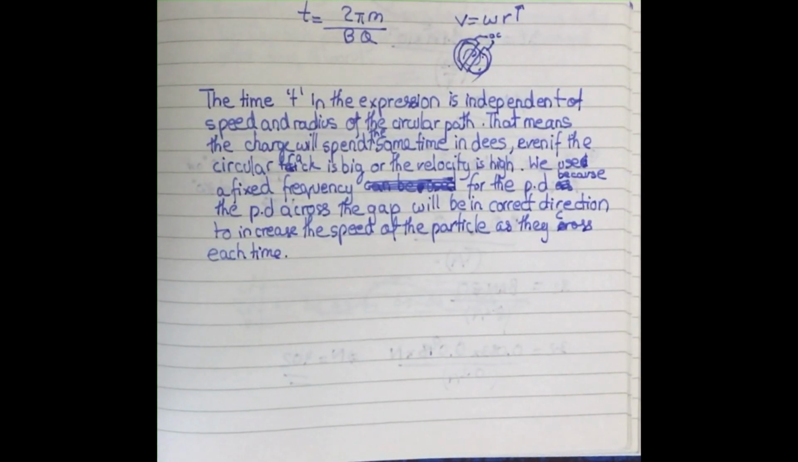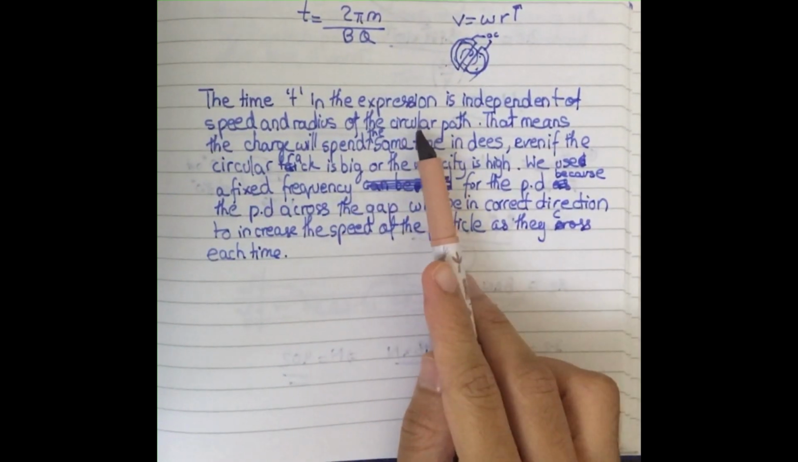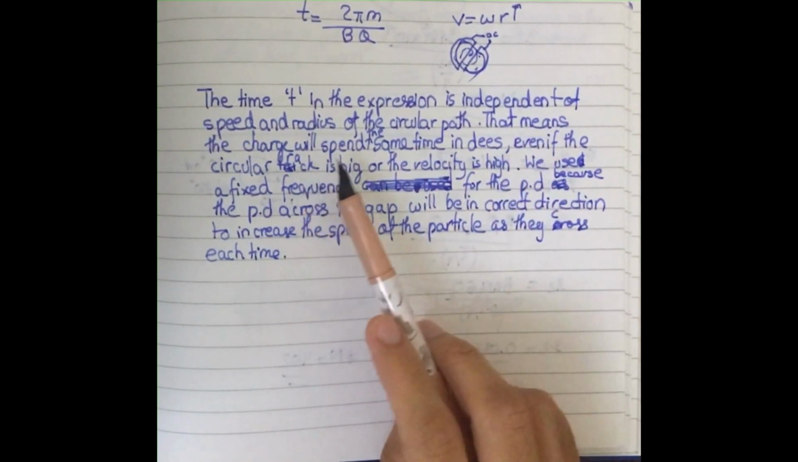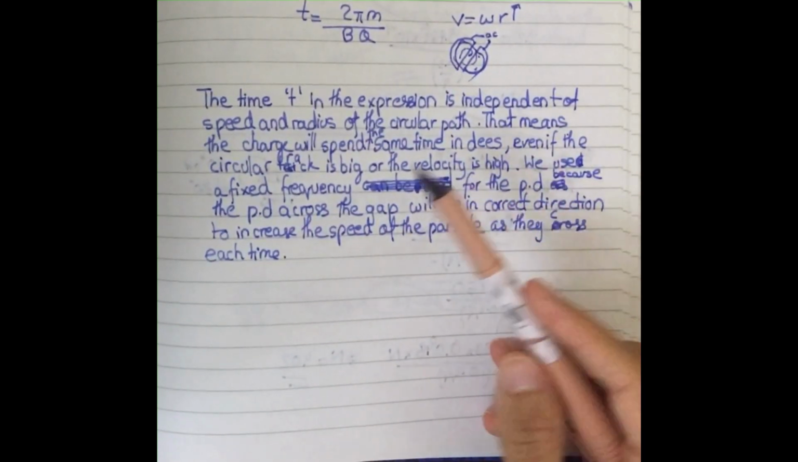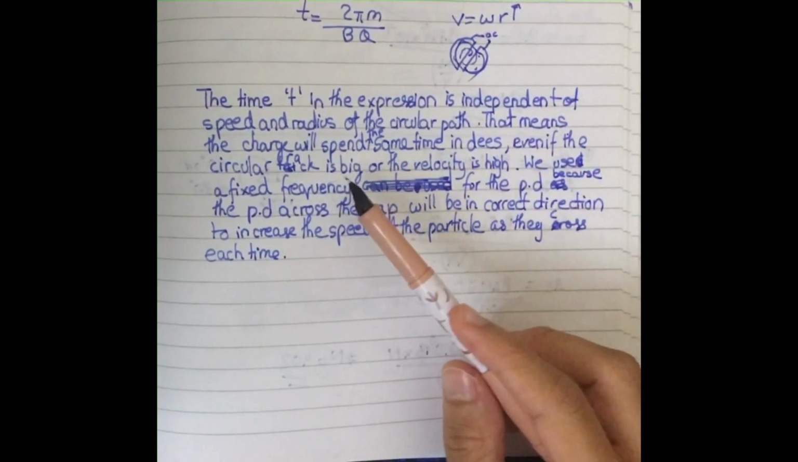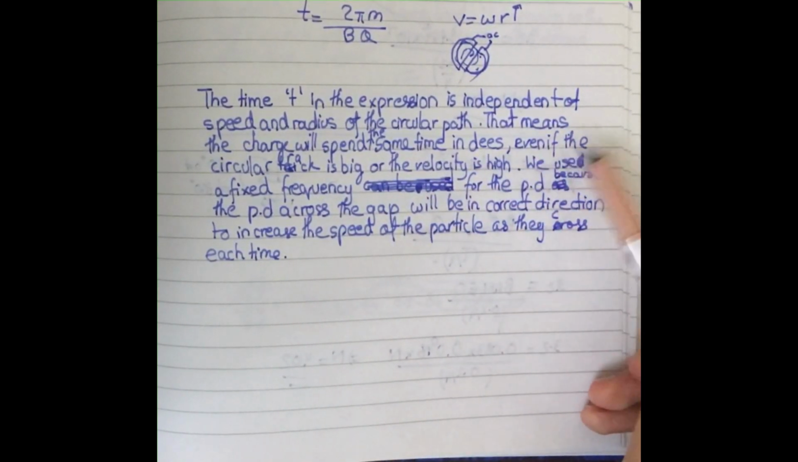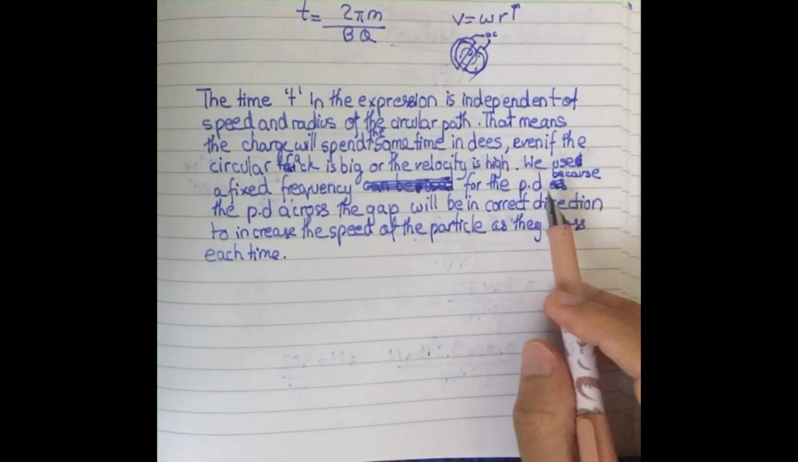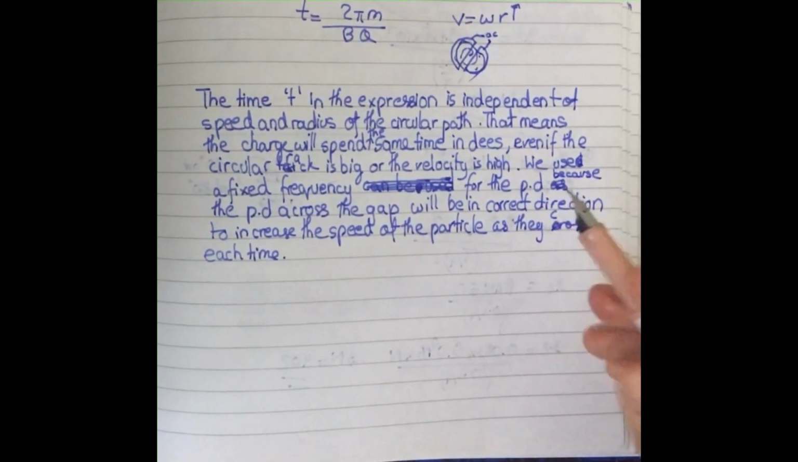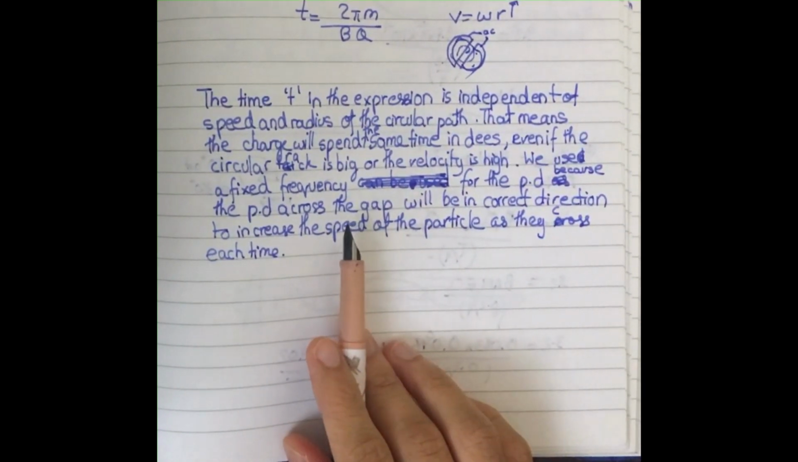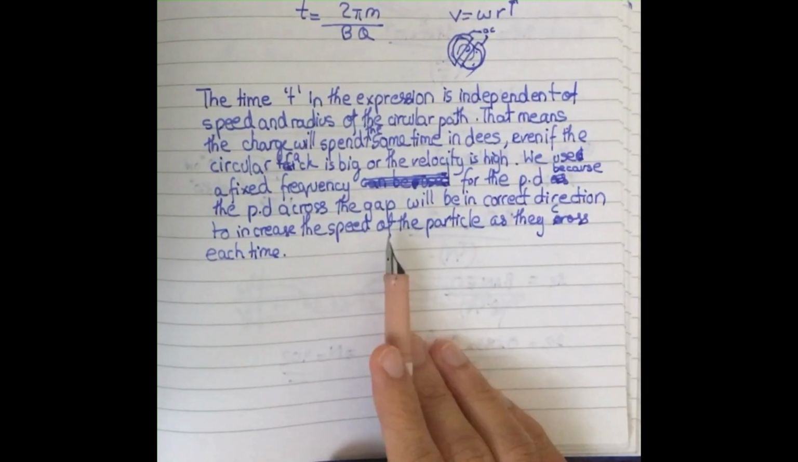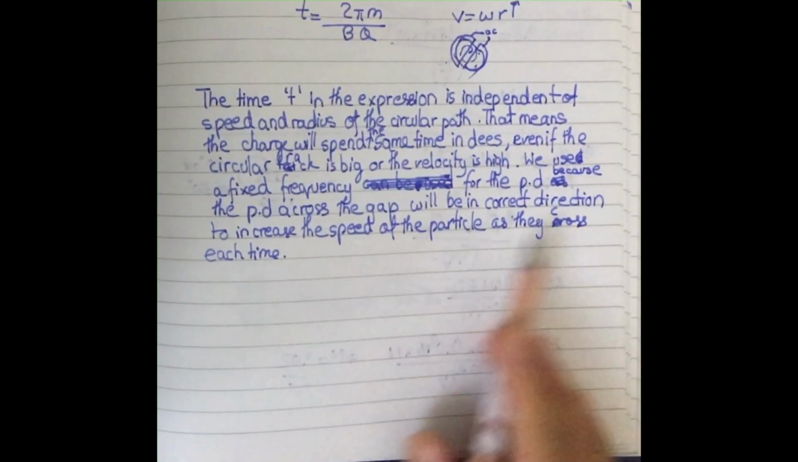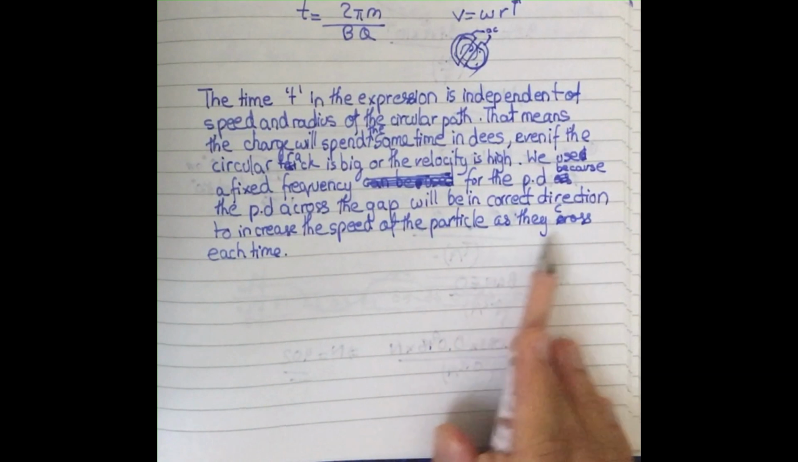Okay, so I have written the sentence right here. The time T in the expression is independent of the speed and radius of the circular path. That means the charge, the proton, or any charge, will spend the same time in the D, even if the circular track is big or the velocity is high. It doesn't matter, it will spend the same time. We use a fixed frequency for the PD, because the PD across the gap will be in the correct direction for the particle, to increase the speed of the particle each time they cross.